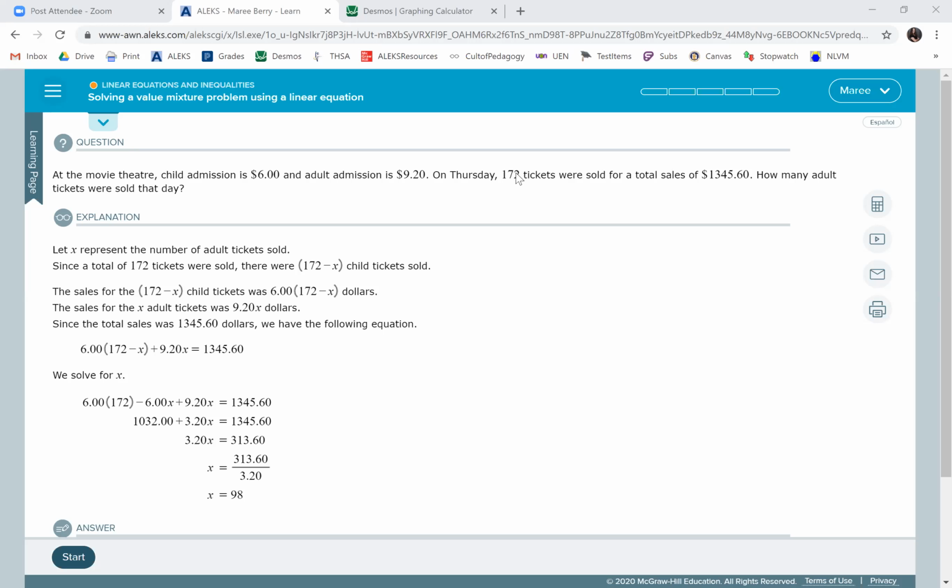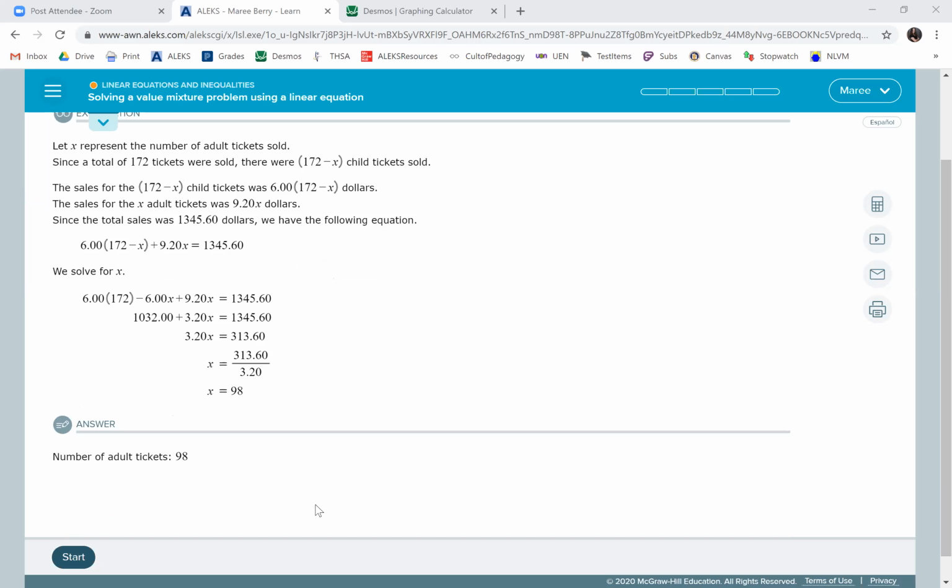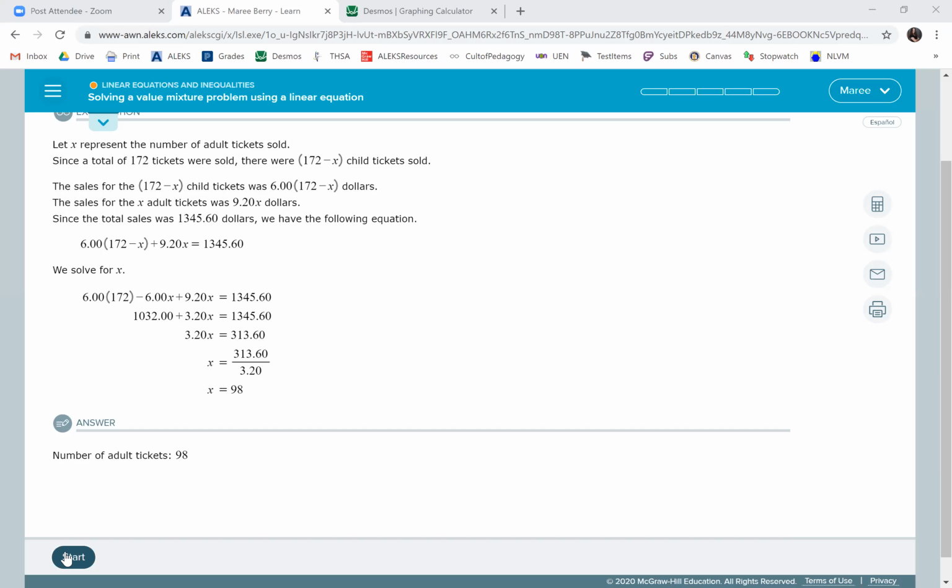So if we take 172 and subtract how many adult tickets there were, then that will tell us how many child tickets there were. So if we do $6 times the number of child tickets, which was 172 minus X, and then we add how much the adult tickets sold, so 9.20 times X, it's going to give us the total amount that they made. Then we can use the distributive property, find X, and that's our number of adult tickets.